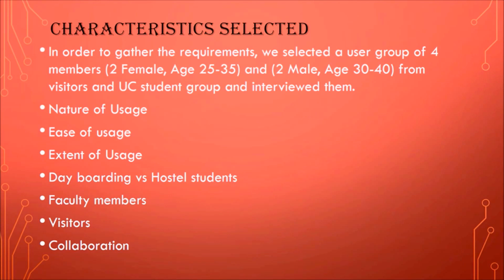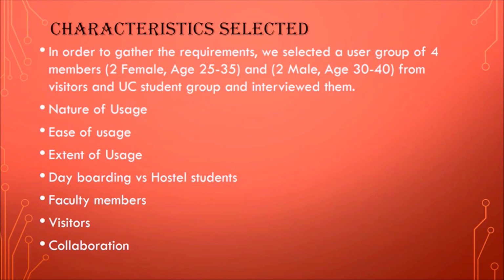For the requirements, we selected a user group of 4 members and interviewed them. This group consisted of 4 members, from which 2 were female within an age group of 25 to 35 and 2 were male within an age group of 30 to 40. Certain characteristics were selected to understand the problem that is prevalent, such as the nature of usage. This characteristic assists to measure ease of use. Regular smartphone users might have different ease of usage needs as compared to users without a smartphone.